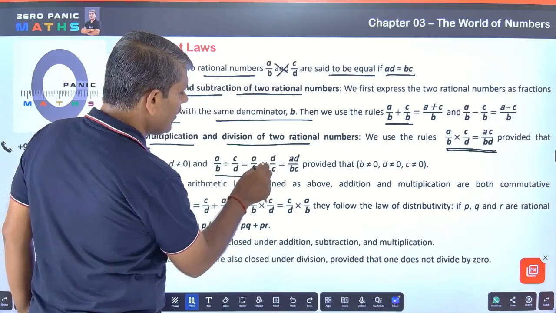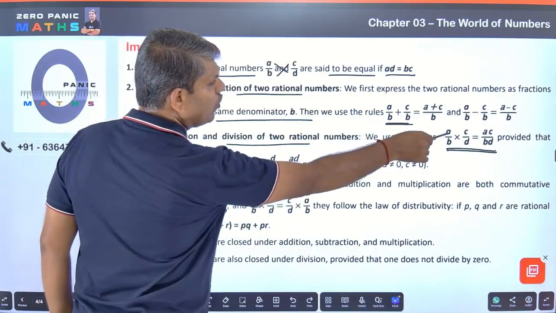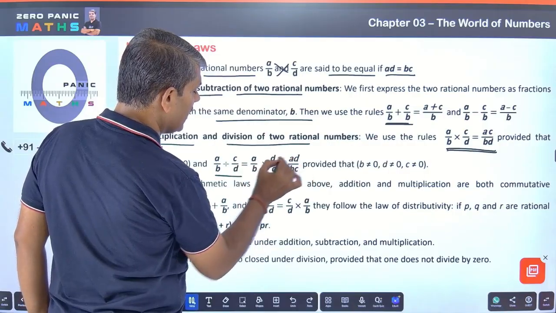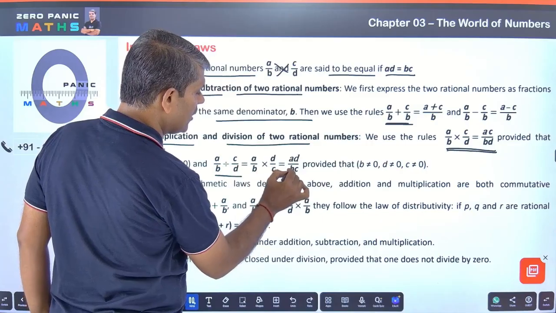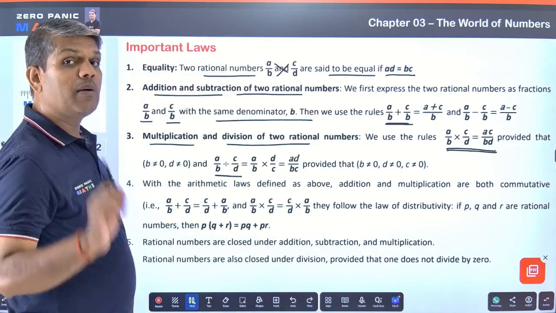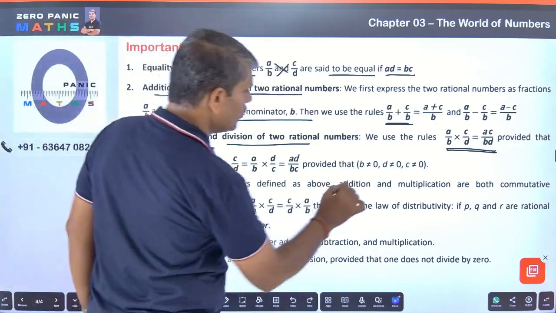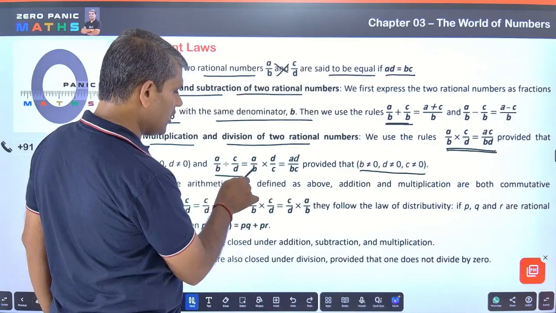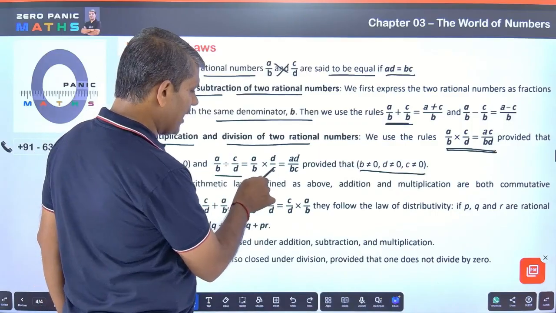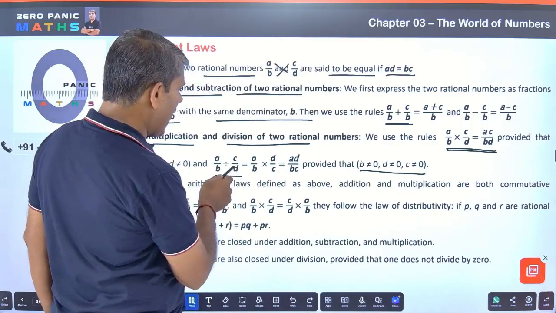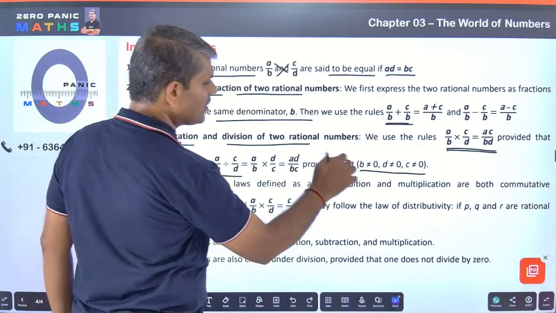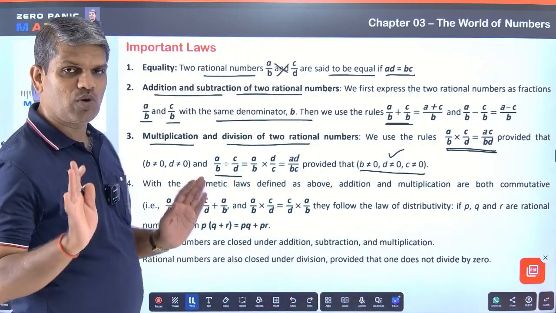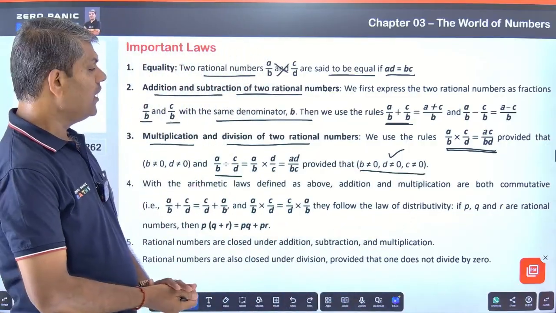So when it is converted into this format, now the rule of multiplication applies, and numerators are multiplied, AD, and denominators are multiplied, it will give you BC. But to perform this, you should have the condition that B should not be equal to 0. Initially, B should not be equal to 0 and C should not be equal to 0. And when you reverse that, D should also not be equal to 0. That is the rule of division.